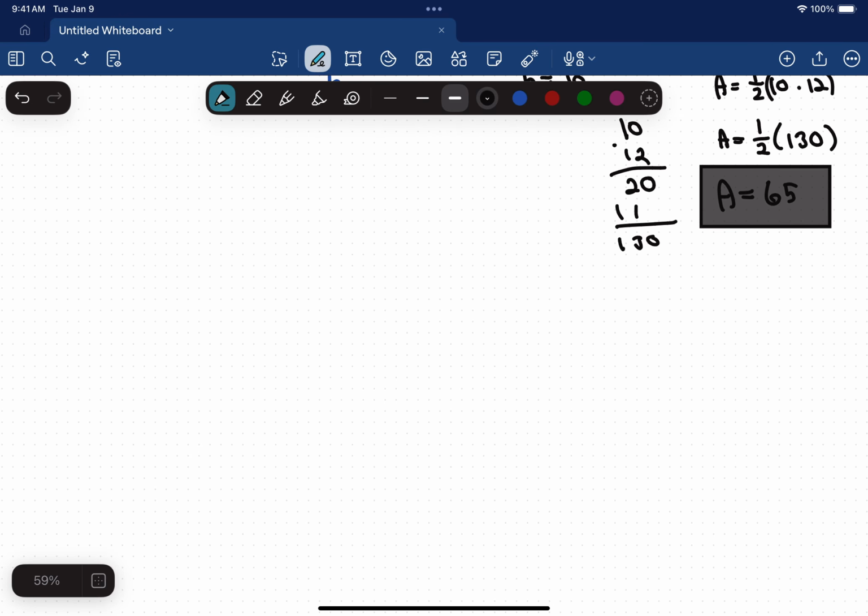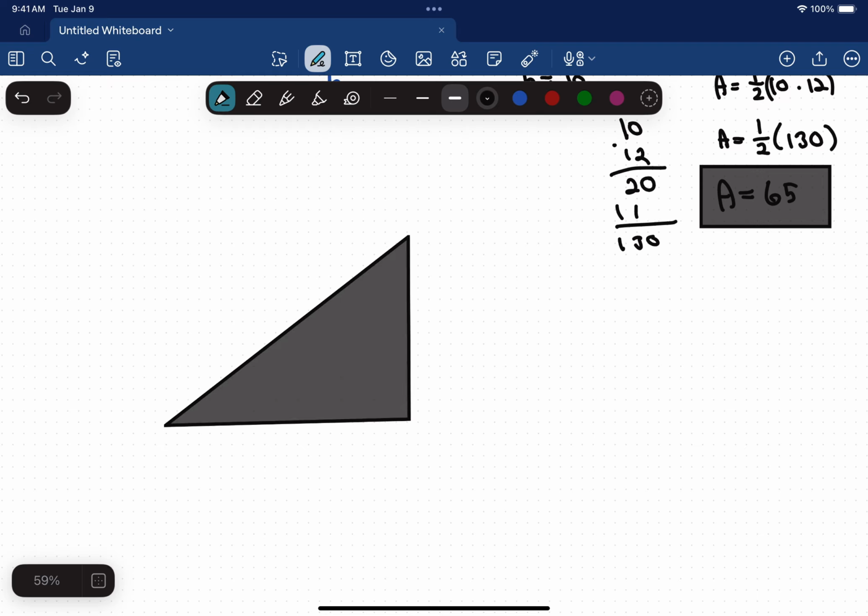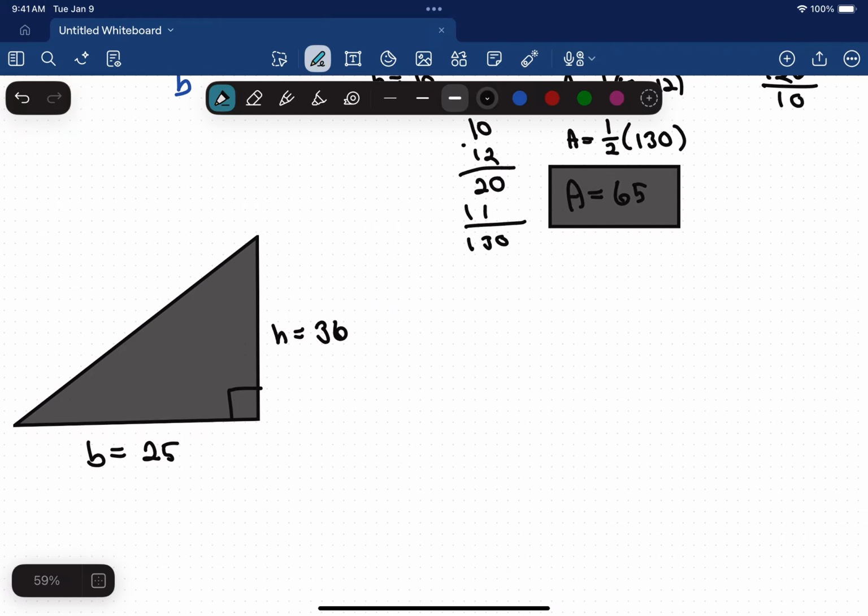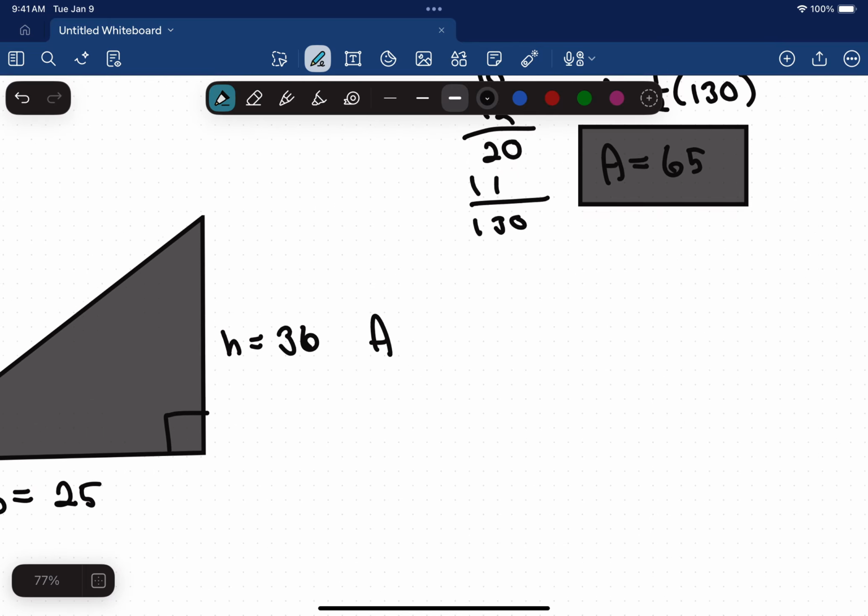Let's just say you're given another triangle, like so. 90 degrees right here, and then the base would be 25, height would be 36. Now let's do it again. Area equals 1/2 base times height.